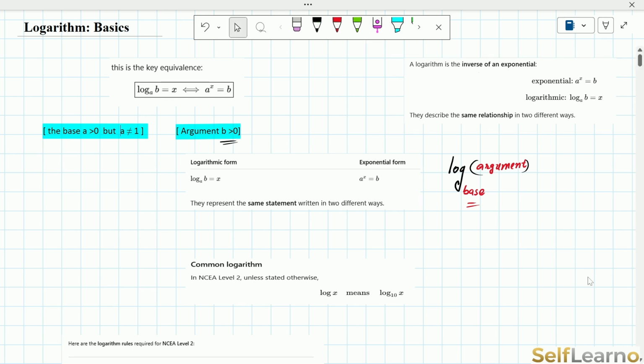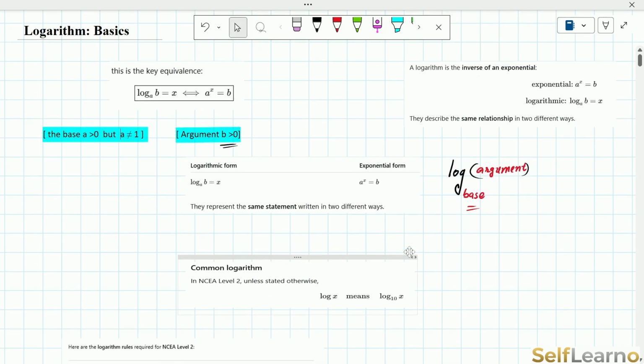So just remember, this is argument, this is base. Argument and base both must have positive values only, but the value of base cannot be 1. Argument can have the value 1, that is fine. Let me give you some examples of converting this logarithmic form into exponential form and exponential form into logarithmic form.